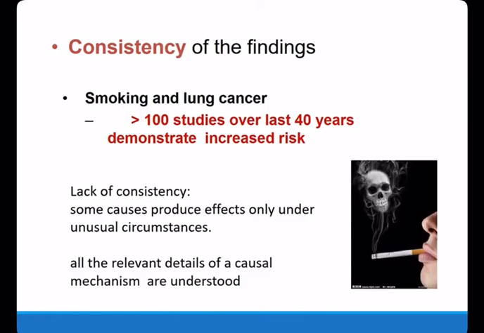Consistency refers to the repeated observation of an association in different populations under different circumstances. Causality is more likely when the association is reported by repeated observations. For example, more than 100 studies over the last 40 years demonstrated that smoking can increase the risk of lung cancer. Lack of consistency, however, does not rule out causal association, because some causes produce effect only under unusual circumstances.